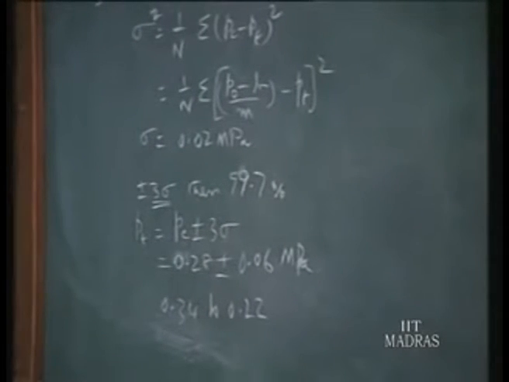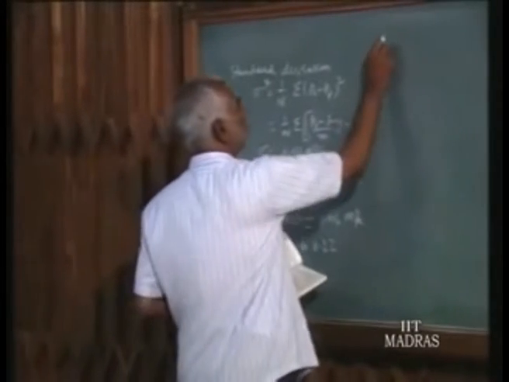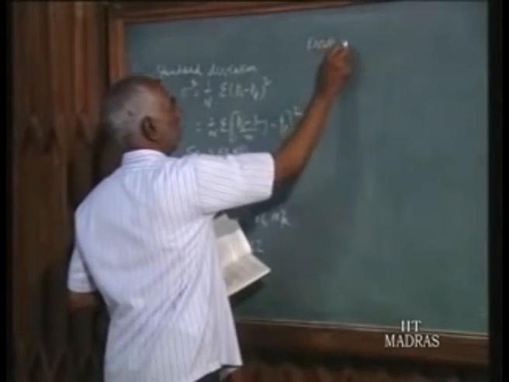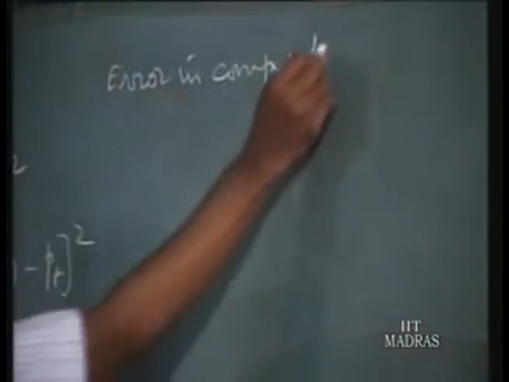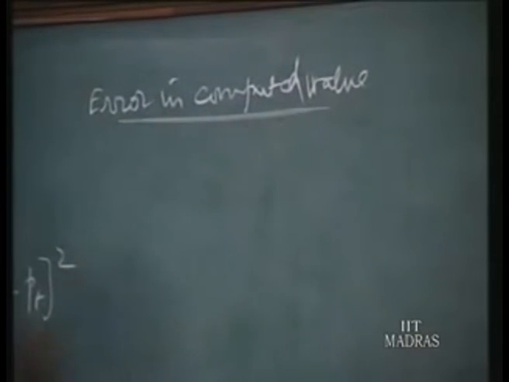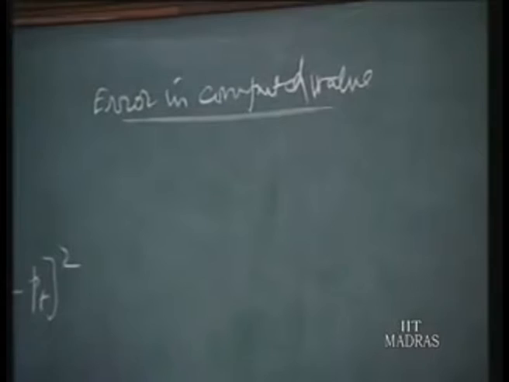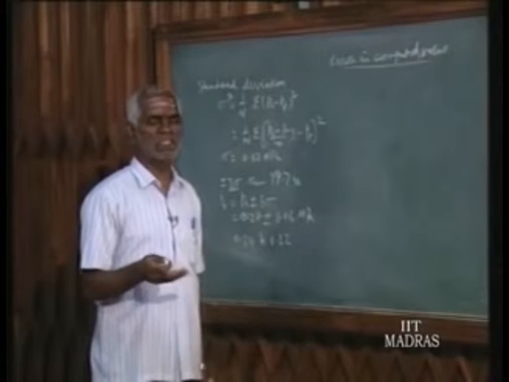Next, what we are going to learn is the error in the computed value. We also call it error propagation. Suppose in an engine, power is to be computed, power output or power input, the efficiency of the engine.